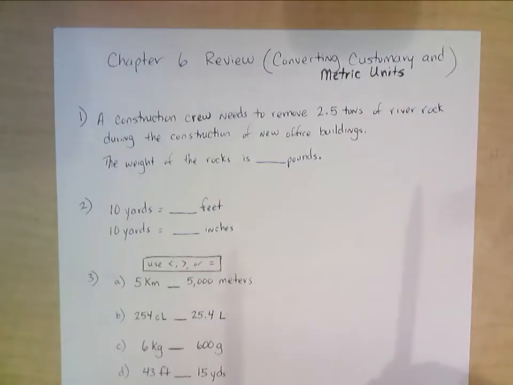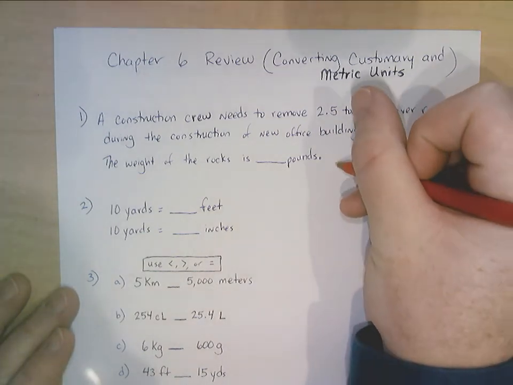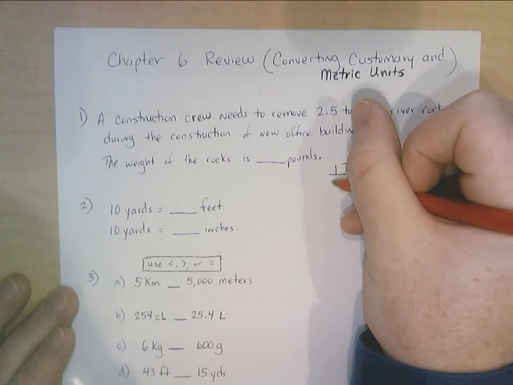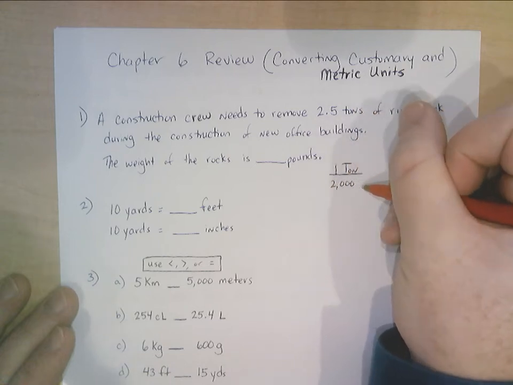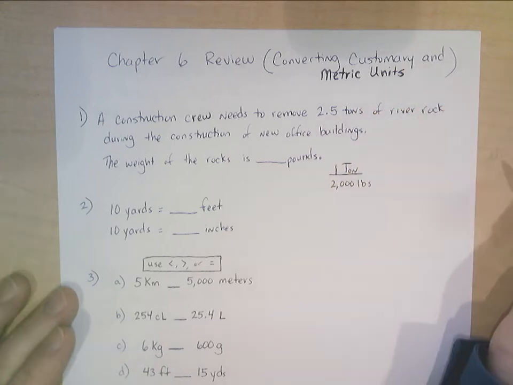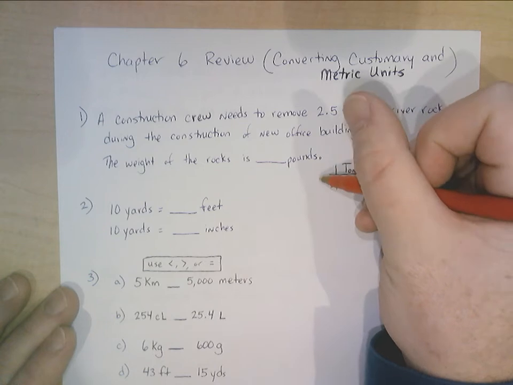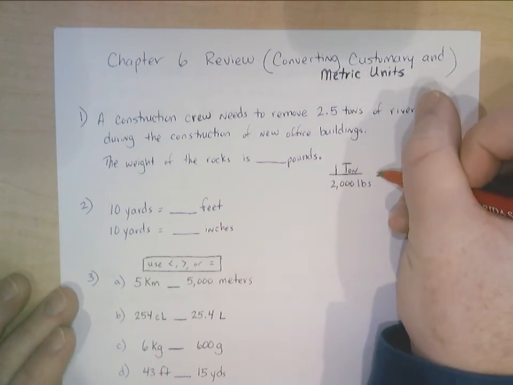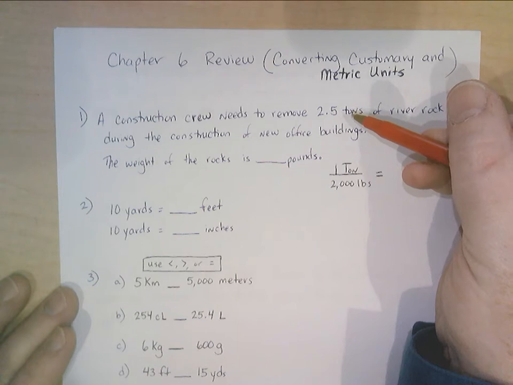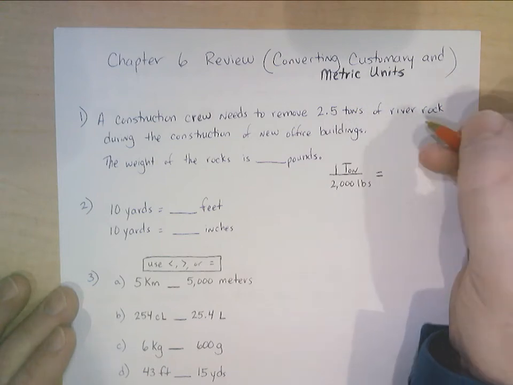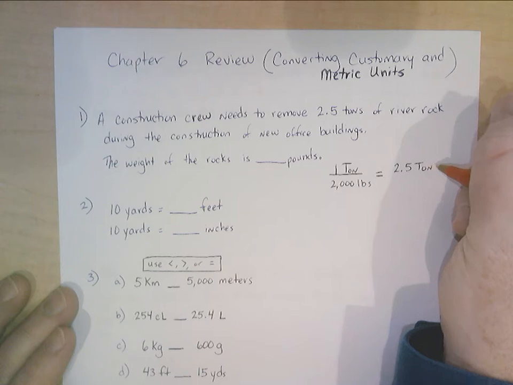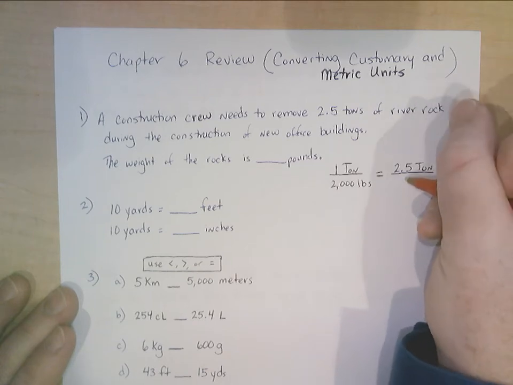So you want to write that down as a fraction or as a ratio. So 1 ton is equal to 2,000 pounds. And so this is your conversion factor. We're going to set that equal to what we know versus what we don't know. Well, we know that there's 2.5 tons of river rock. We just don't know how many pounds that's going to translate to.